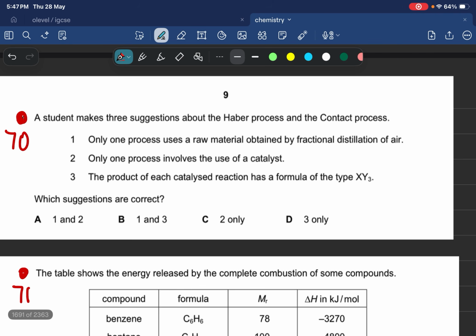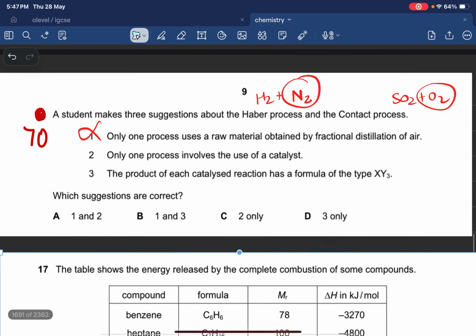A student makes 3 suggestions about the Haber process and the contact process. Only one of the processes uses raw material obtained by fractional distillation of air. Contact process uses SO2 plus O2. Haber process uses H2 plus N2. Both processes use raw materials from air: one uses nitrogen, one uses oxygen. So not only one process involves this.